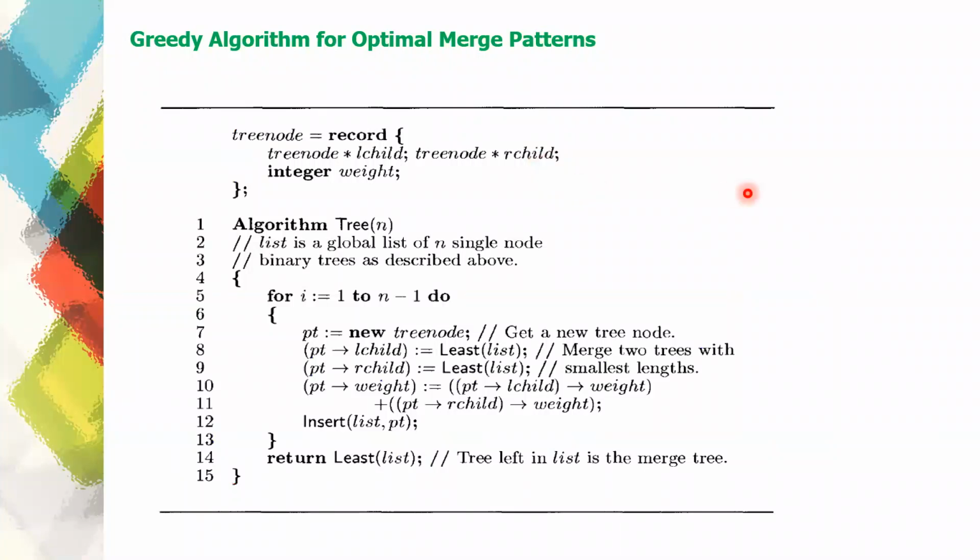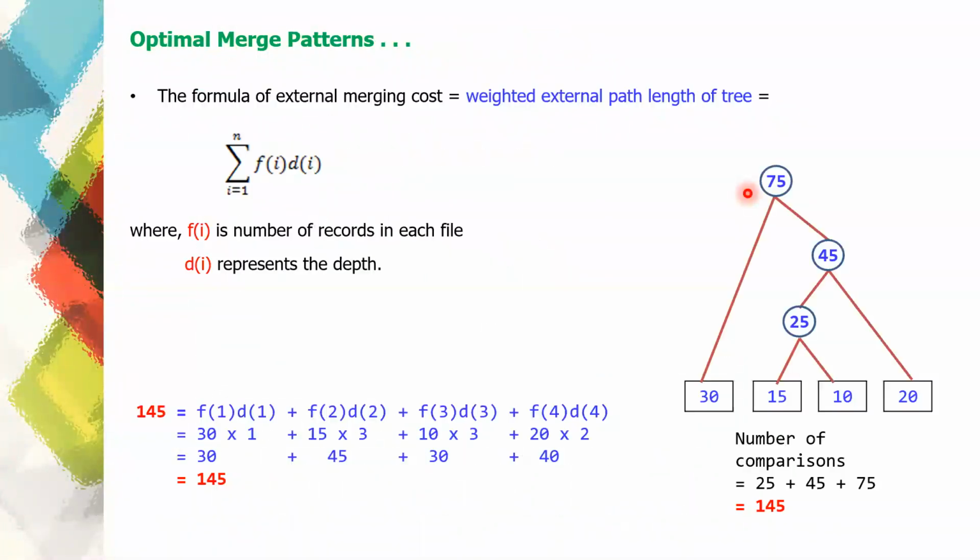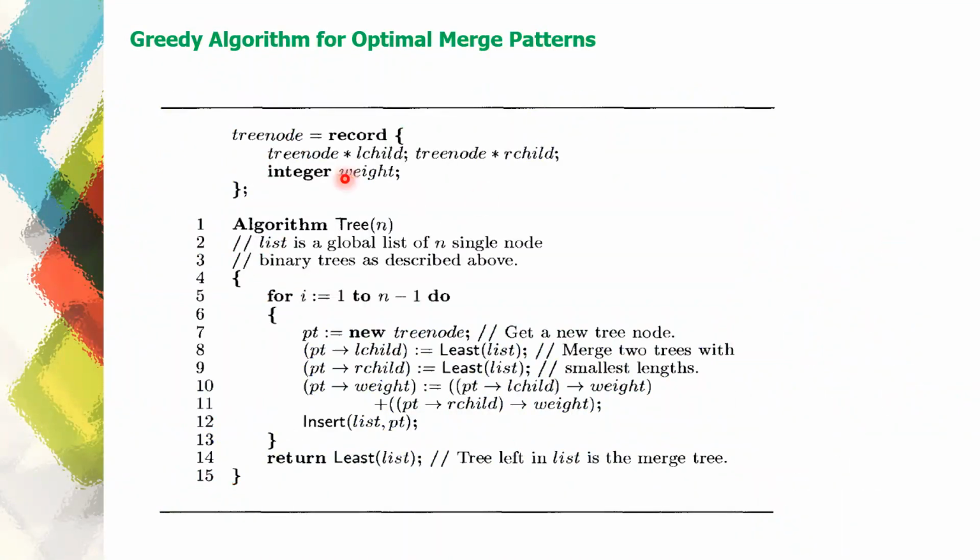So we have to maintain the data in the form of a binary tree. You can see that each node in the tree has to maintain the weight. It has to maintain a pointer to the left child. It has to maintain a pointer to the right child. It's the general structure of a binary tree node. So each tree node will contain an integer weight, a pointer to the left child, and a pointer to the right child.